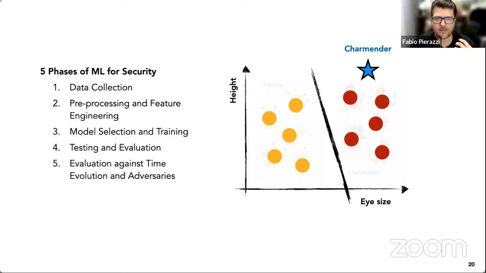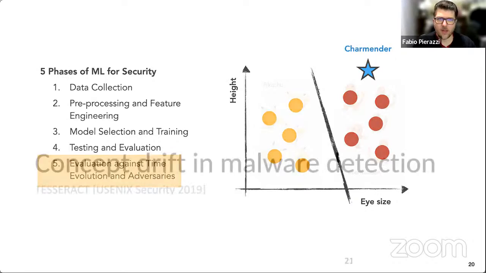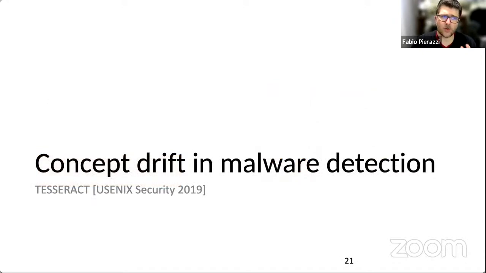The peculiar phase in security, when you consider security in a machine learning task, but especially malware detection, is that you need to consider that malware evolves over time because attackers change their strategies. And in general, there are adversaries that could take advantage specifically of the fact that you're using a machine learning model to try to detect them. I want to start by talking about concept drift in malware detection.